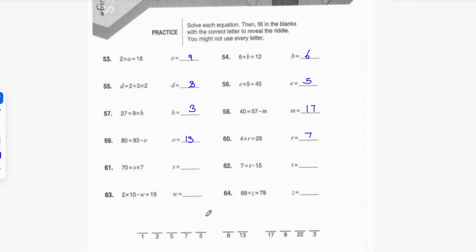70 equals s times 7. 70 divided by 7 is 10. 7 equals t minus 15. So 7 plus 15 equals 22, so t equals 22. 2 times 10 minus w equals 19. 2 times 10 equals 20, so 2 times 10 minus w equals 20 minus w, and 20 minus 1 is 19, so w equals 1. 68 plus z equals 79. 79 minus 68 is 11.